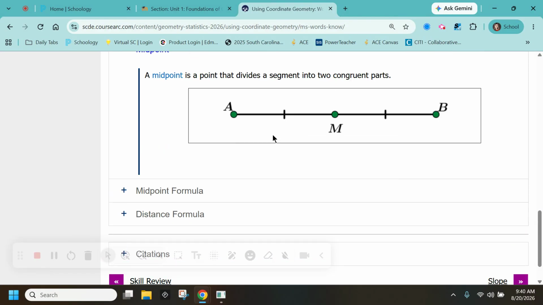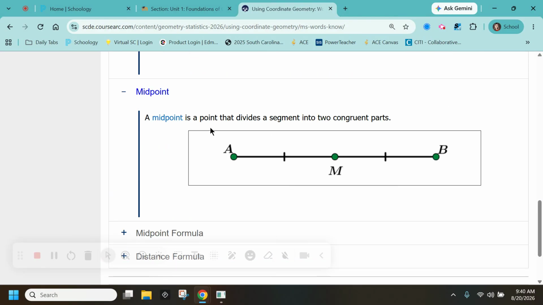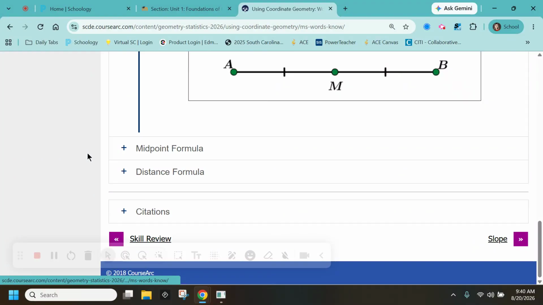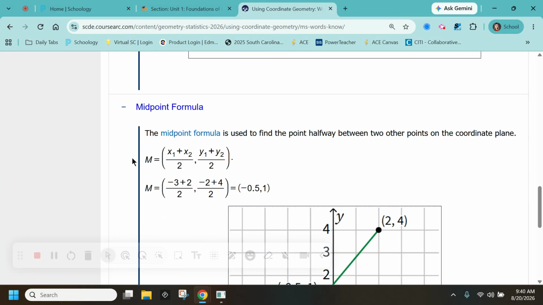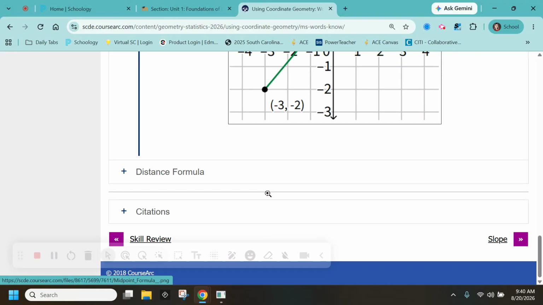Midpoint is a point that divides the segment into 2 congruent parts, similarly to a segment bisector. So now AM is equal to MB. The midpoint formula we have as capital M, so be careful between the two. Capital M is the average of the x coordinates and the average of the y coordinates. Since they're 2 coordinates, we would divide by 2. So you take the x's, add them, divide by 2, y coordinates, add them, divide by 2, and then you always leave your answer as a coordinate pair.